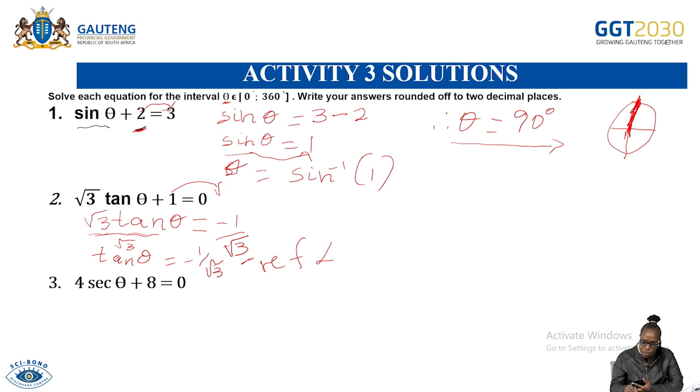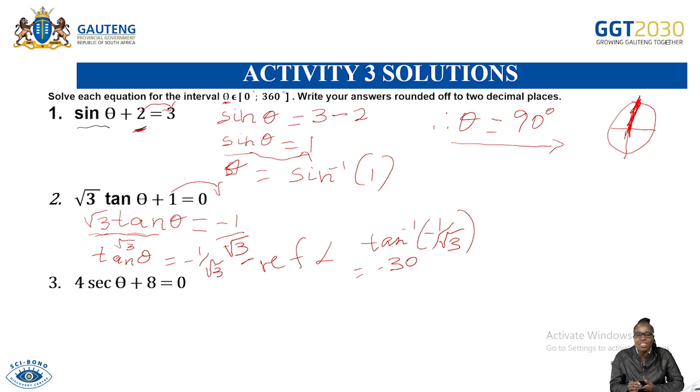My reference angle will be found by shifting tan to this side. So I will have the reference angle as tan inverse of negative 1 over root 3, which gives me 30. Shift tan, negative 1 over square root 3 gives you your reference angle, and you can see that it says it is equal to negative 30.